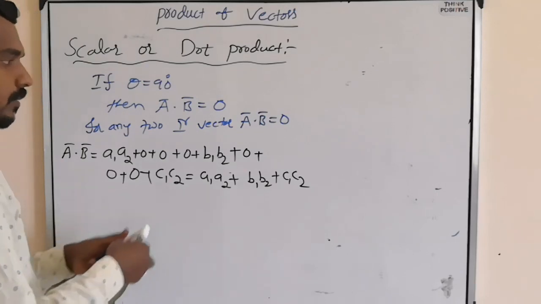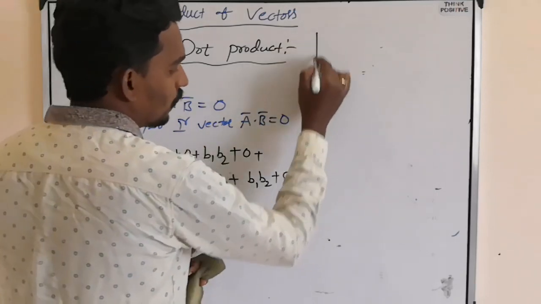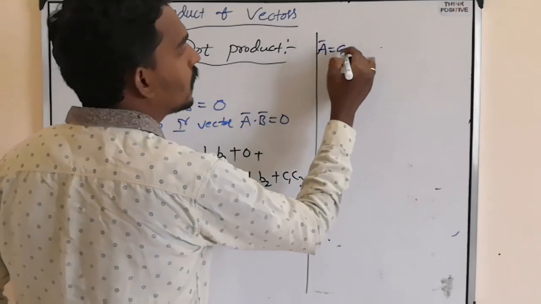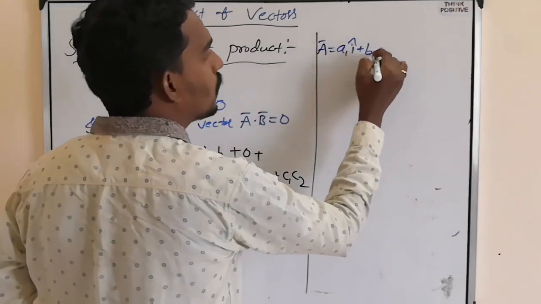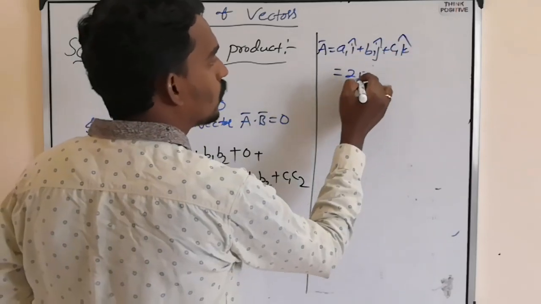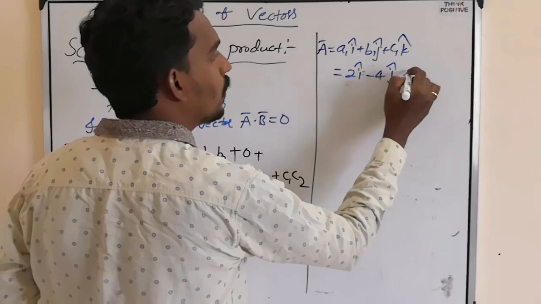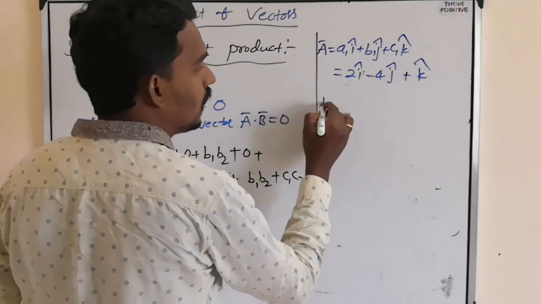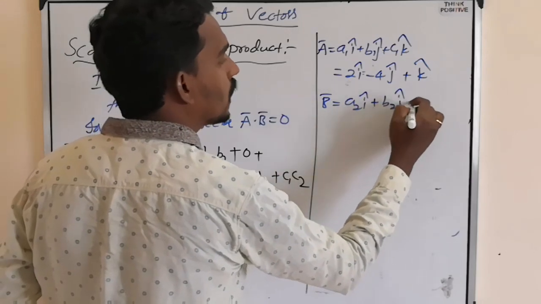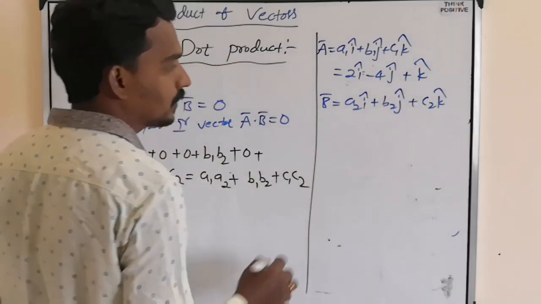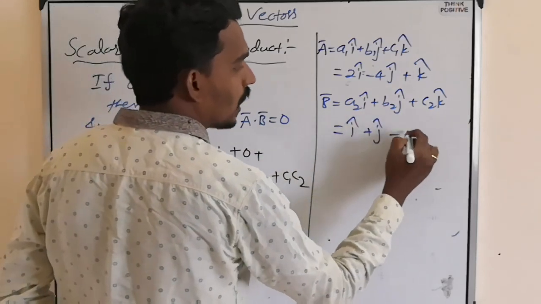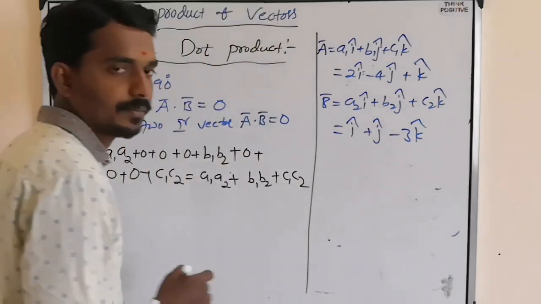Like for example, you take a bar as a1 i cap plus b1 j cap plus c1 k cap. Let's take 2 i cap minus 4 j cap plus k cap. And b bar as a2 i cap plus b2 j cap plus c2 k cap. Let's take i cap plus j cap minus 3 k cap.